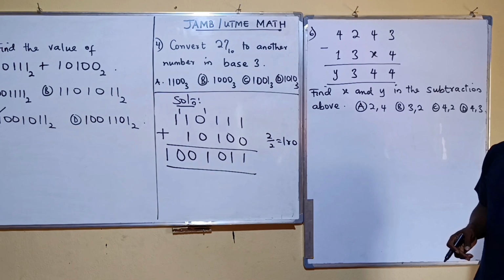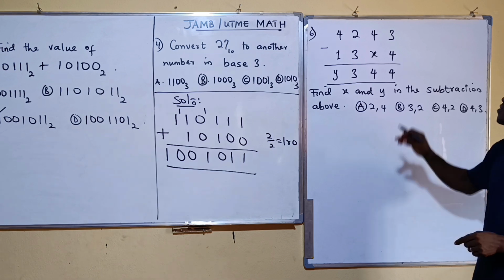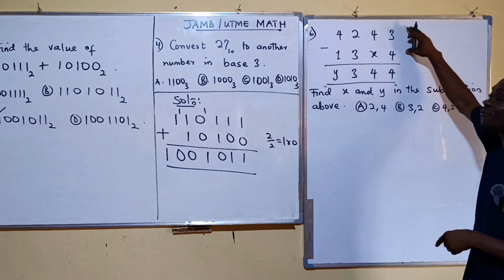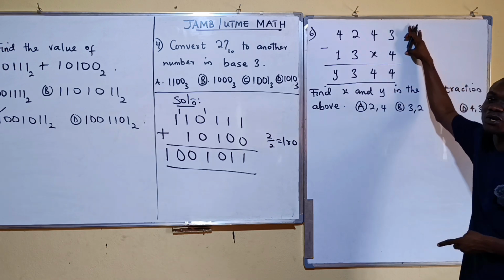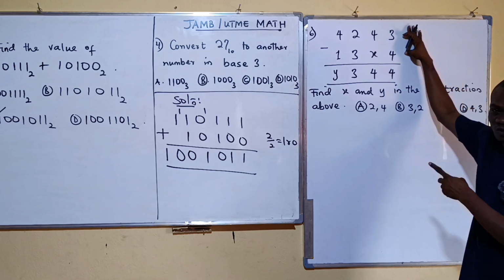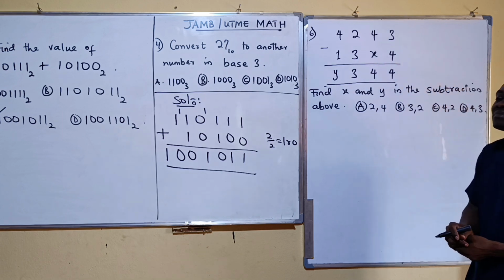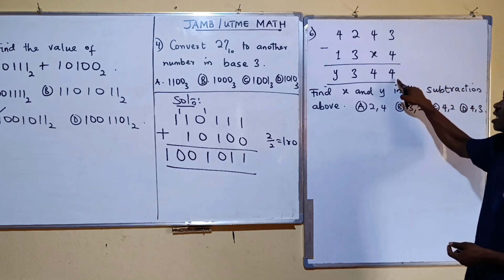First of all, what I will advise is, because this is what will guide you, the first thing you need to do is to find the base in which this subtraction was made. If you don't find the base, you won't be able to solve this. So you first try this subtraction in base 10 to see if you will get 4, and that's why they gave you this.